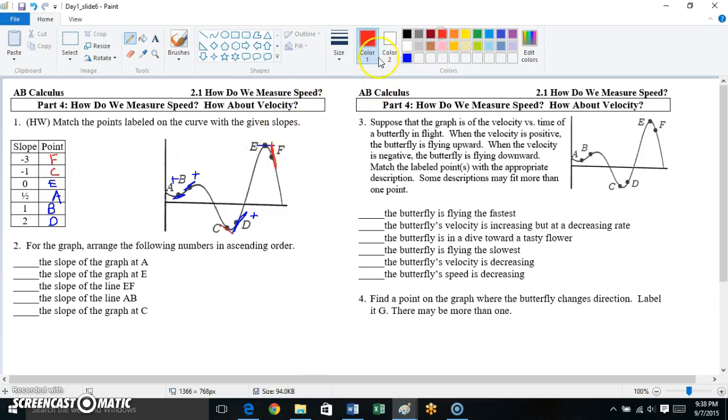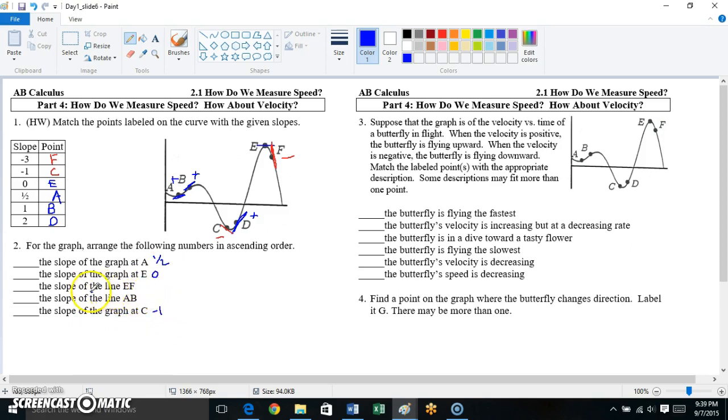All right, so again, these guys have negative slopes. Okay, for the same graph, arrange the following numbers in ascending order. Well, we already have some values for the slope of the graph at A, so I'm going to use those same values that we have up above, just to kind of give us something to go on here. The slope of the graph at E was 0. The slope of the graph at C was -1.